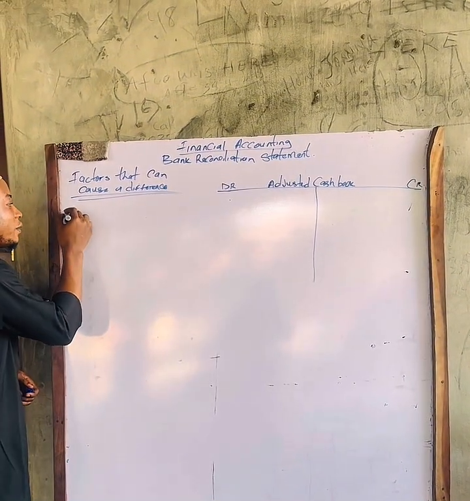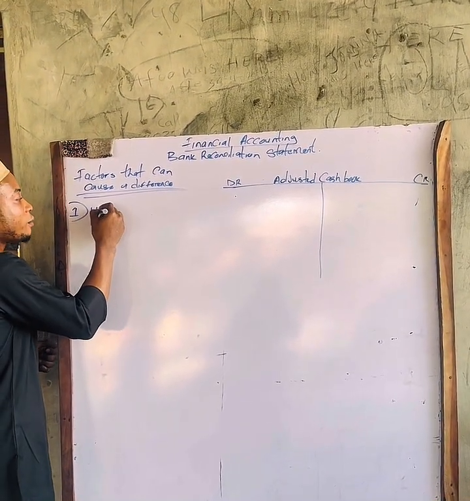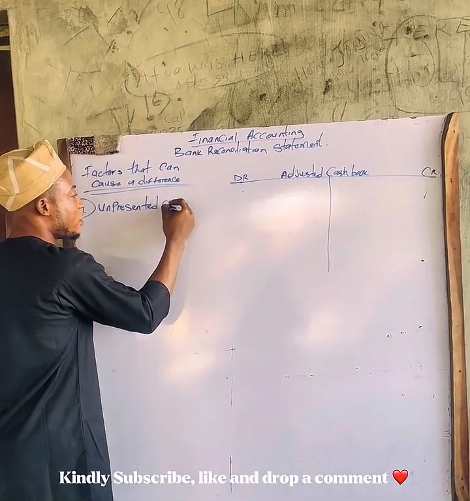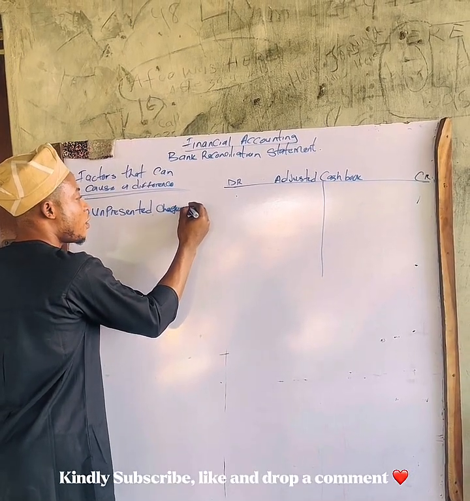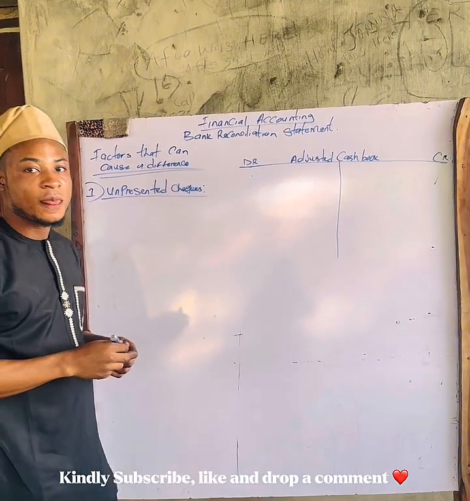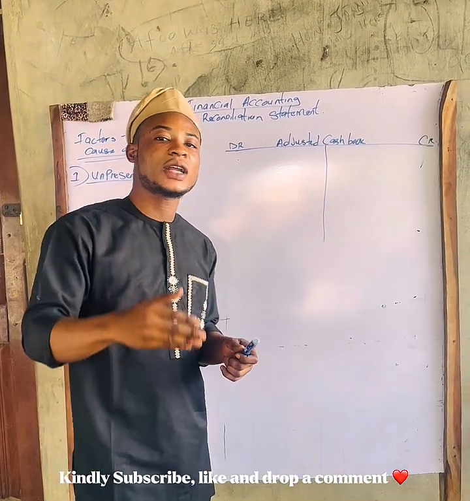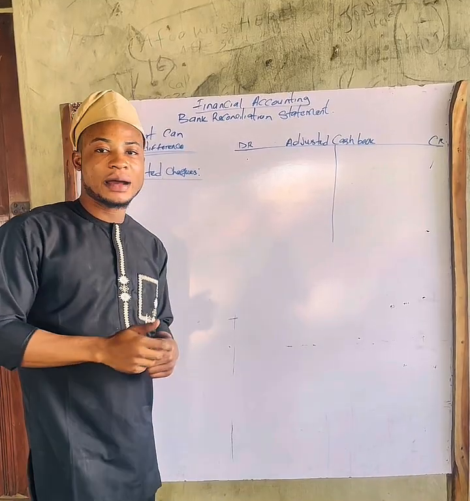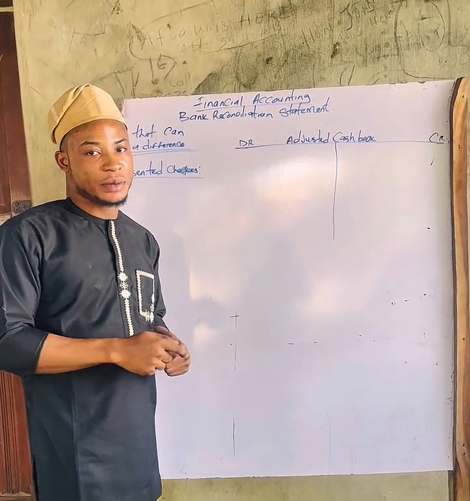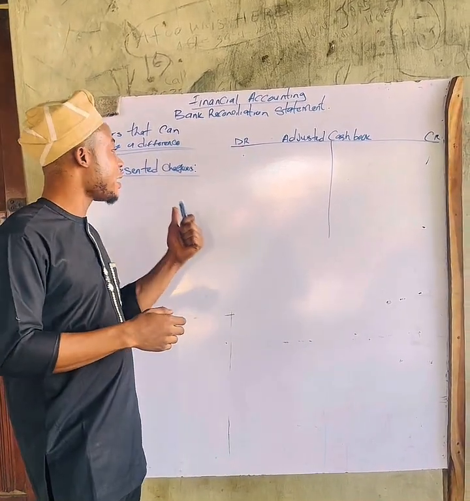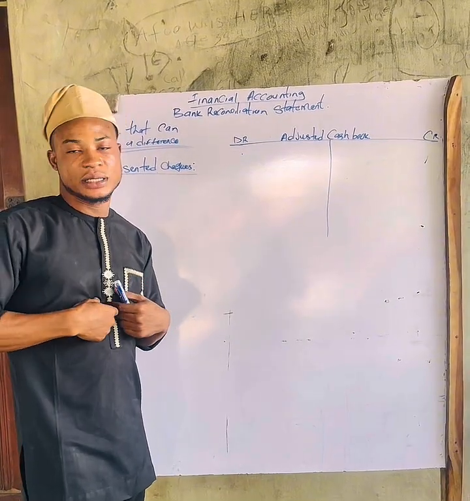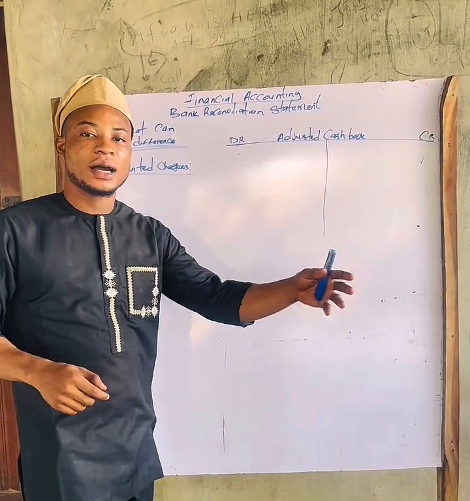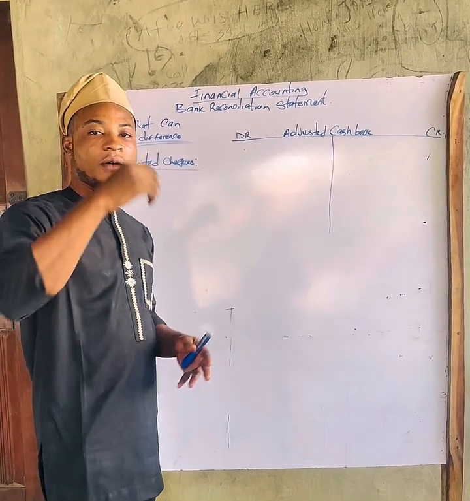Number one, here we have unpresented checks. Unpresented checks are checks issued out for payment but not yet presented to the bank as at when the bank statement is being prepared. I will explain this by saying, let's say for example, I run a business and my business issues out a check to its supplier or creditor for payment.